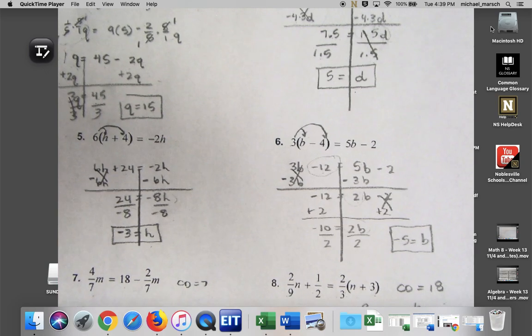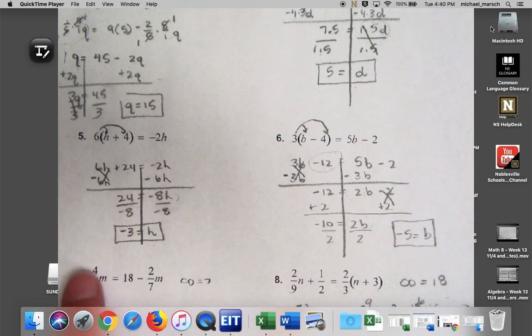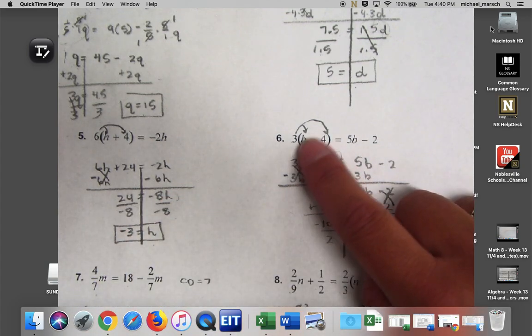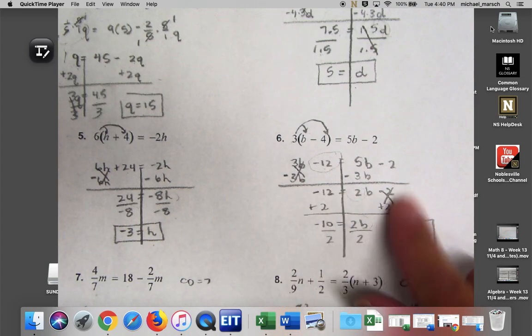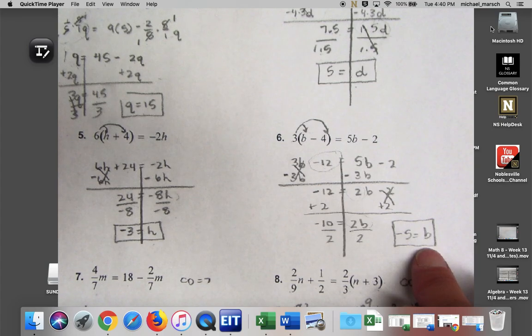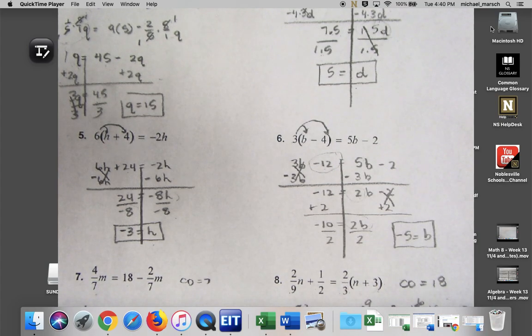5 and 6 were a little bit more complicated. We had some distributive property here. So if you look, I distributed the 6, and then I had variables on both sides and had to rearrange. Same with number 6. I distributed the 3, ended up with variables on both sides, had to do some inverse operations, and I get negative 5 for my answer. Feel free to pause this at any time so you can look at the screen and compare your work or fix your work if you need to.